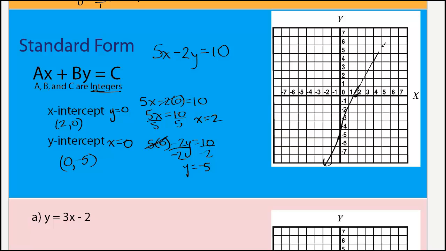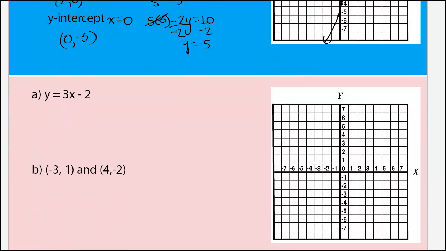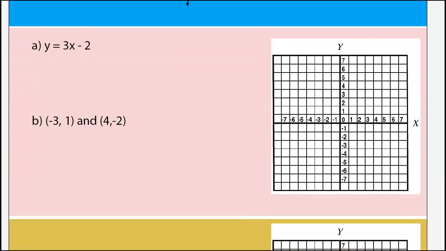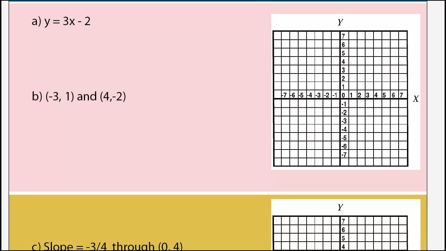Again, sorry, my lines aren't very straight. If I was actually doing this on paper, I'd be using a straight edge. But this is a different way to solve these, or graph these equations, by finding the x and y intercepts. And that works most of the time. There's a few times it's not going to work. So let's take a look at a few examples.